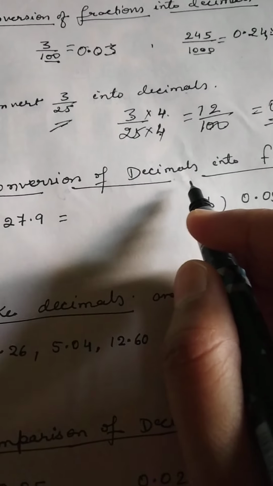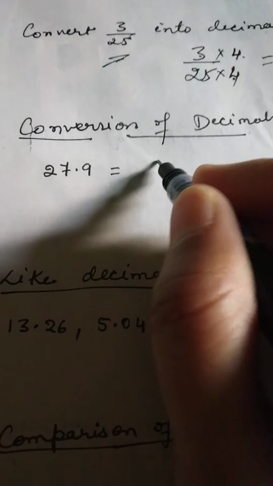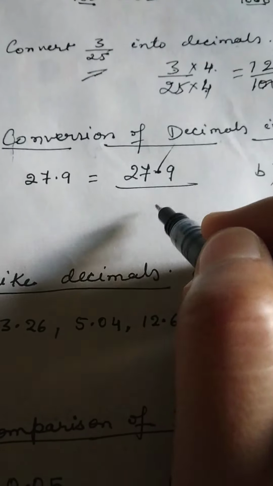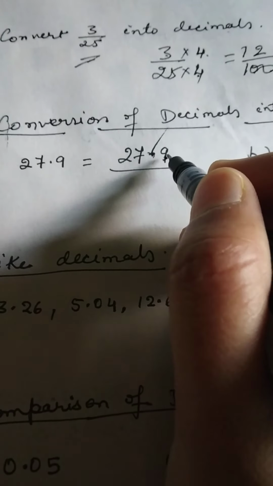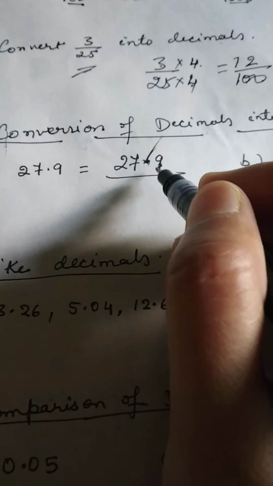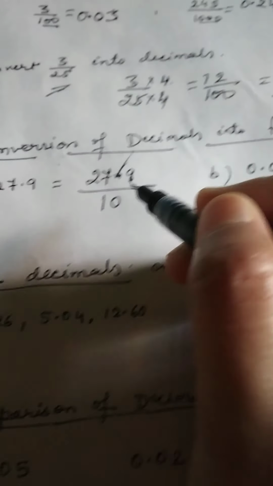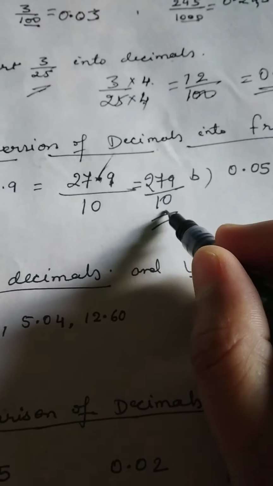Now conversion of decimals into fractions. How can we change this decimal number into a fractional number? Just see. 27.9. Remove this decimal, and how many digits are there after this decimal point? That many zeros you have to put down. So after removing this point, how many digits? 1. So we will put here 10, means 1 0. So 279 by 10 is the fractional form of this decimal number.